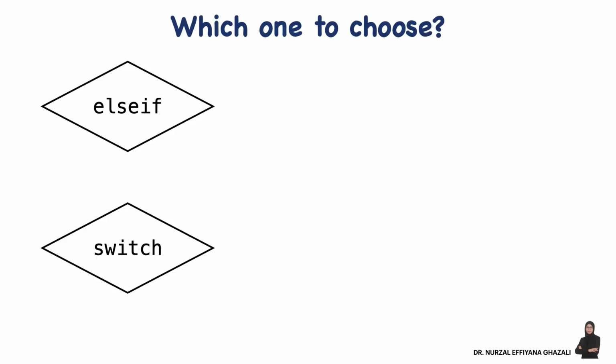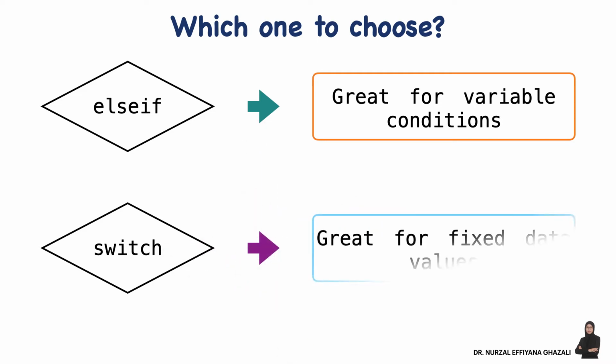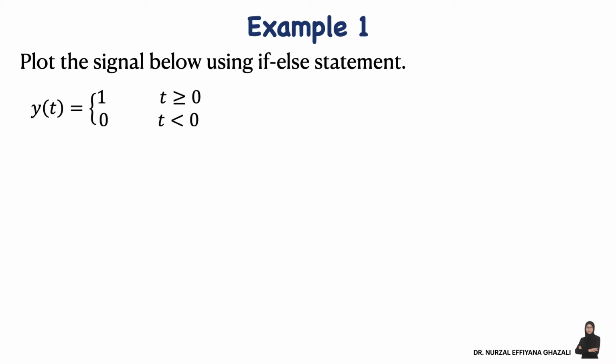Now, if you have else if, then switch, how do you choose this for your case? Okay, the tip that I can give to you is, else if is usually used for variable conditions, while we choose switch if we have fixed data values, since the case expression in switch cannot include any relational operators.